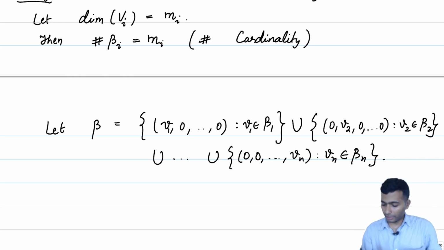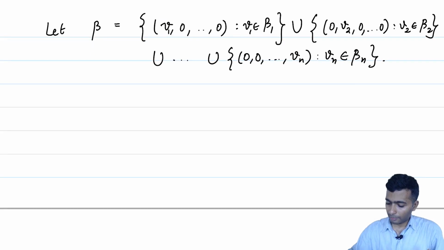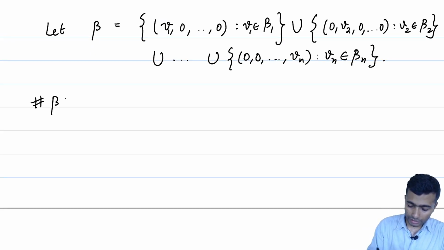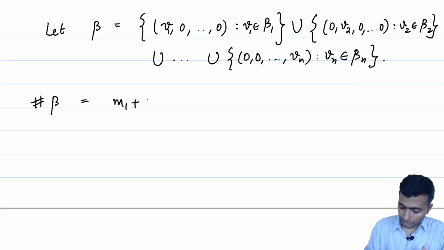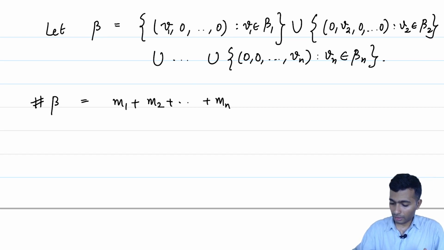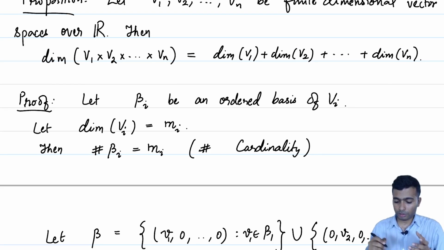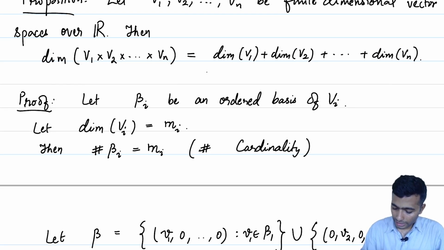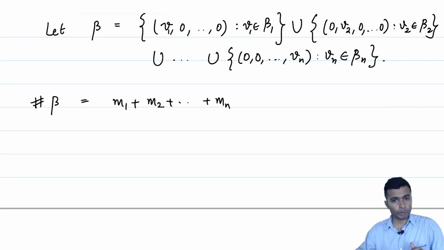So, notice that each of these is a copy of beta i with the 0 vector in the remaining components, and because of that the cardinality of beta is nothing but the cardinality of beta 1, which is n1, plus the cardinality of beta 2, which is n2, up to the cardinality of beta n, which is nn. And if we manage to prove that this beta is indeed a basis of V1 cross V2 up to Vn, then we would have established that the dimension of V1 cross V2 up to Vn is the dimension of V1 plus up to the dimension of Vn, because that is precisely n1 plus n2 up to nn.